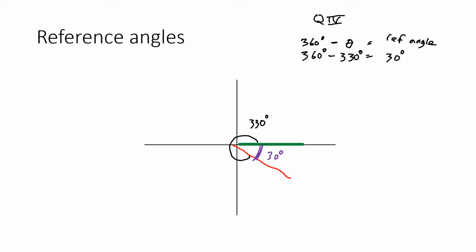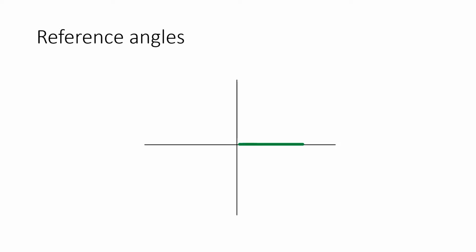So there are a few basic patterns that we can use when we're describing this. So again, quadrant 1, what's our reference angle? So whatever angle we're given is the reference angle. Quadrant 2, we would need to take 180 degrees, subtract the angle that we're given, and that's going to give us our reference angle.